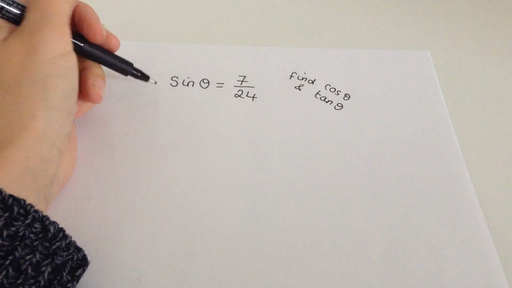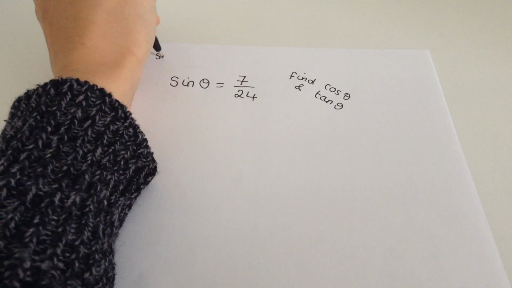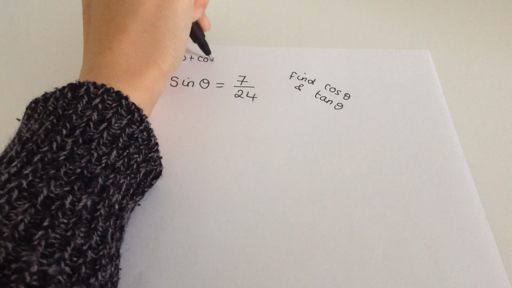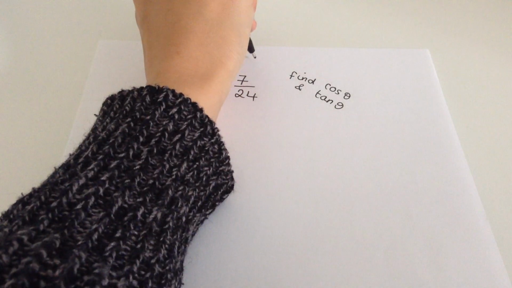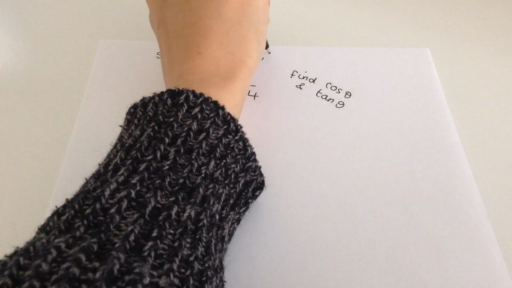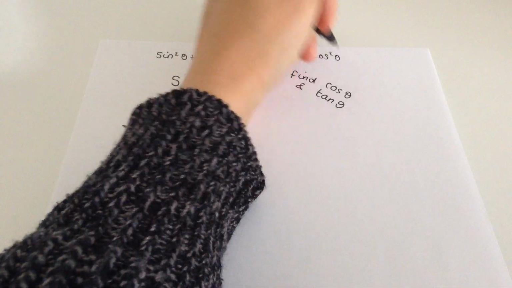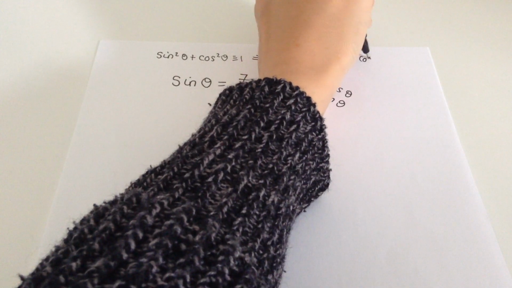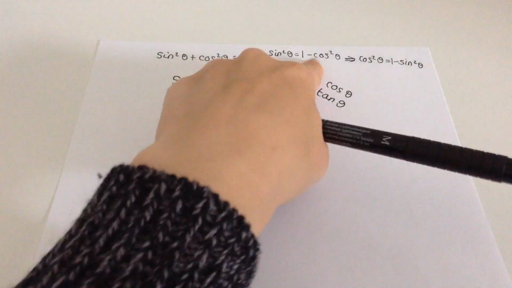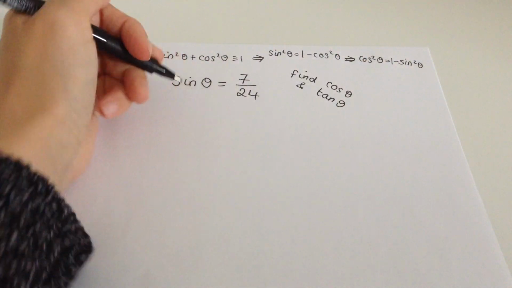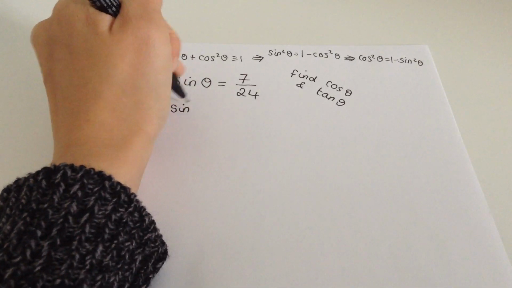To make this in terms of cos instead, we can use the fact that sine squared plus cos squared identically equals 1, which can be rearranged to say that sine squared is 1 minus cos squared, or cos squared is 1 minus sine squared. These two are very useful. I'm going to need to square this, because at the moment it's sine and I can't do anything with sine. So I'm going to square both sides of the equation.